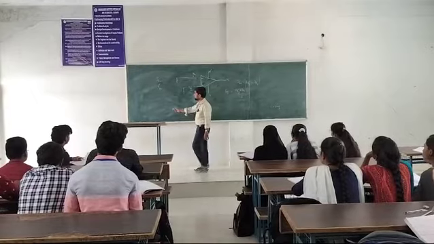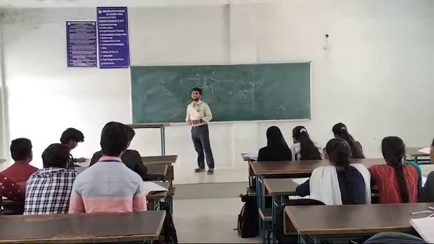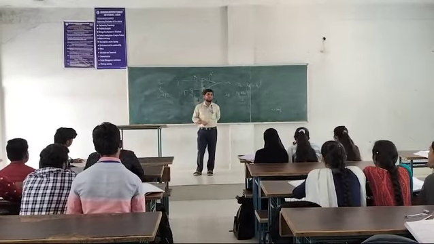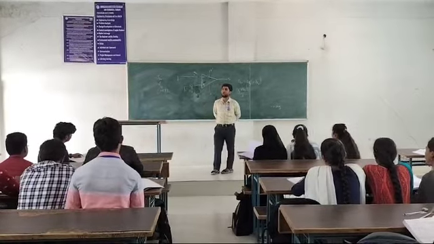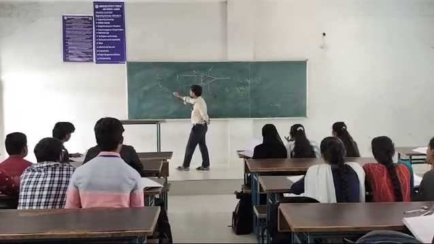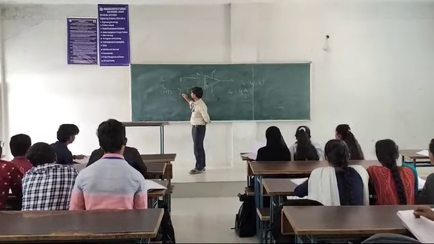And the next parameter we need to discuss is CMRR, common mode rejection ratio. Common mode rejection ratio is the ratio of the differential mode gain to the common mode gain. So CMRR equal to AD by ACM.